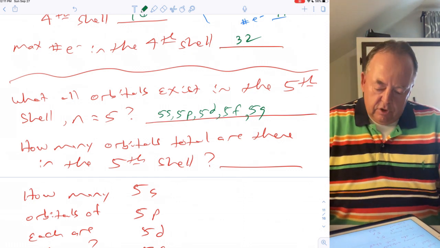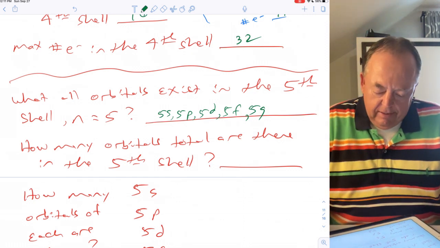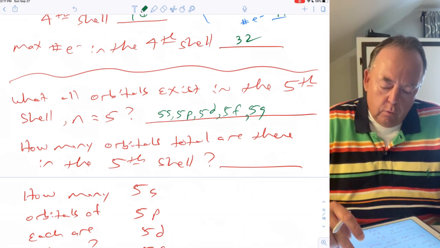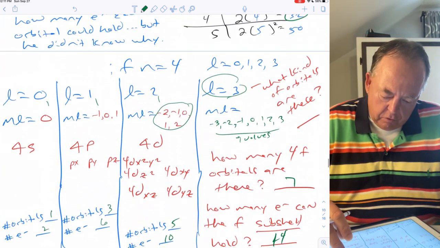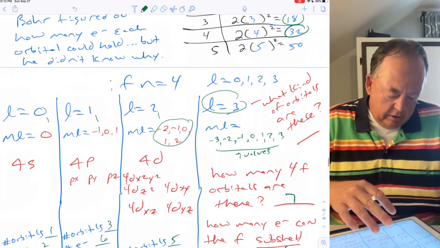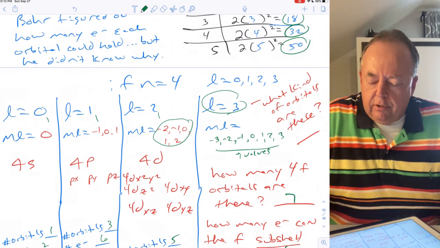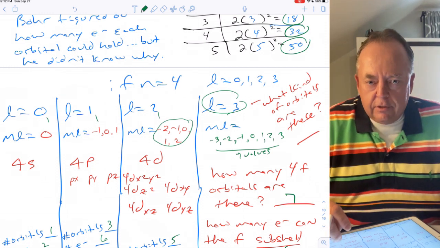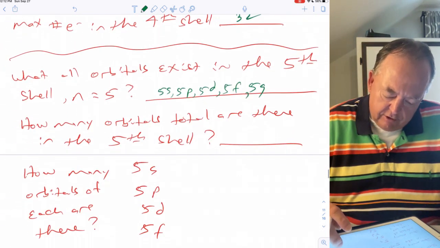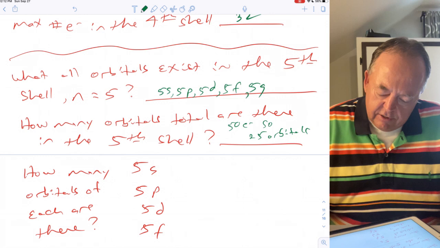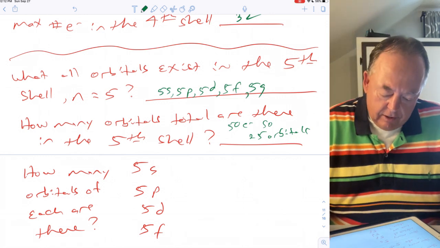How many orbitals total in the fifth shell? Well, there's an easy way and a hard way to do this. The harder way would be to work through all of the m sub L values. Or the easy way is this. The fifth shell can hold 50 electrons. How many orbitals must there be? Well, 50 electrons, so there must be 25 orbitals, right?